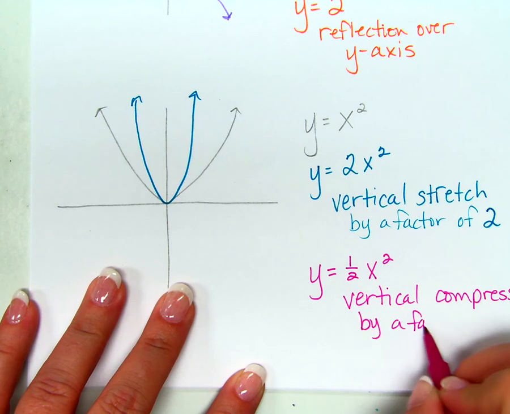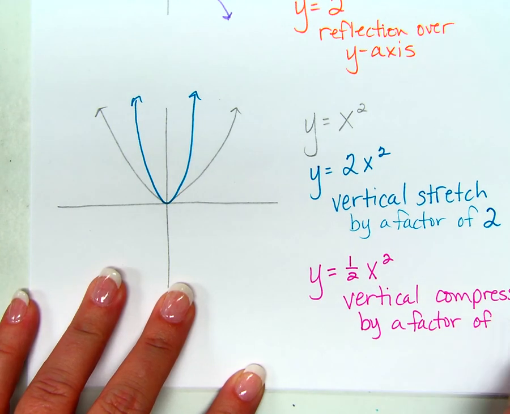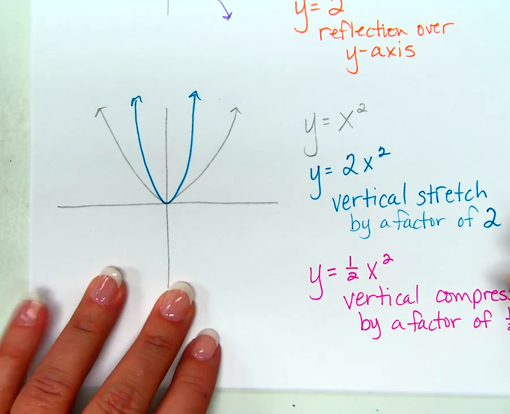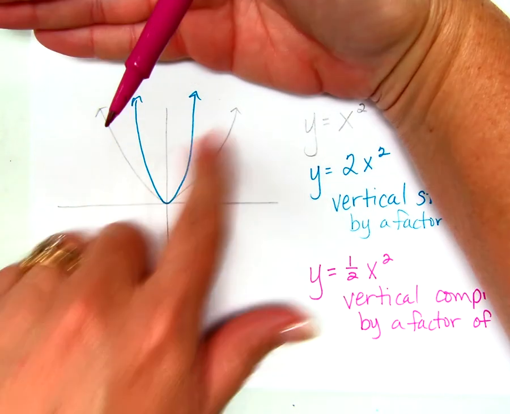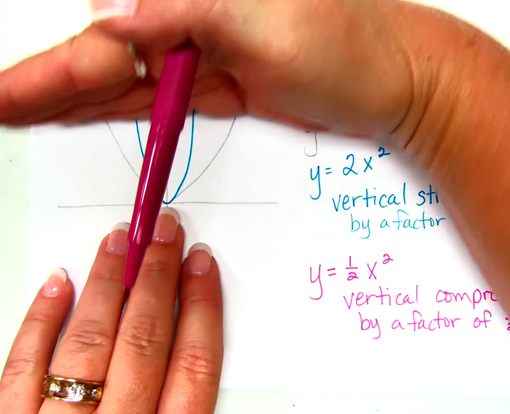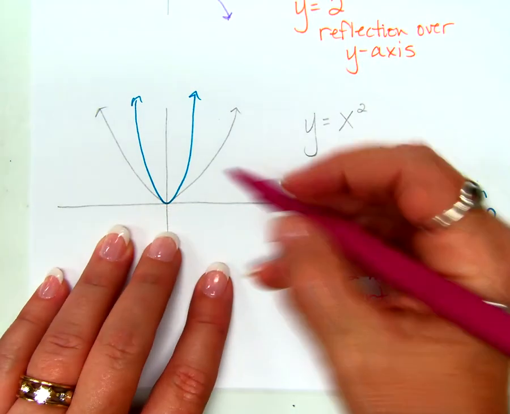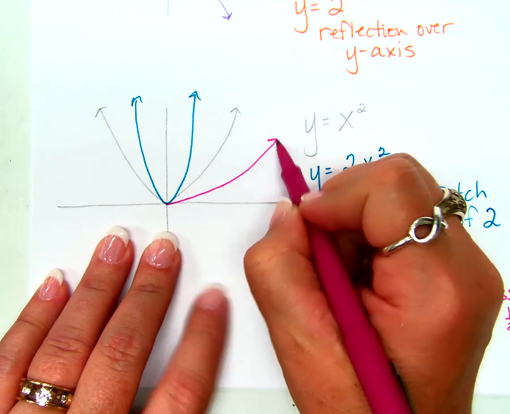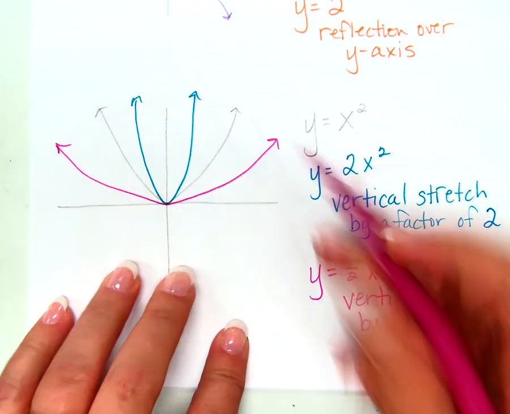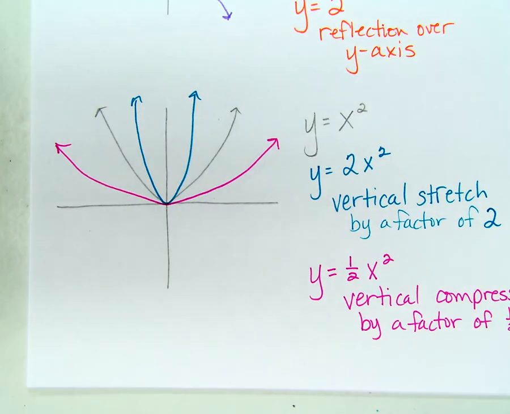By a factor of what? 1/2. That means I'm going to take the parent, not the blue one, but the gray one. I'm going to take the parent and squash it down half as high as it was before. So it's going to look like this. Does that make sense? Good.